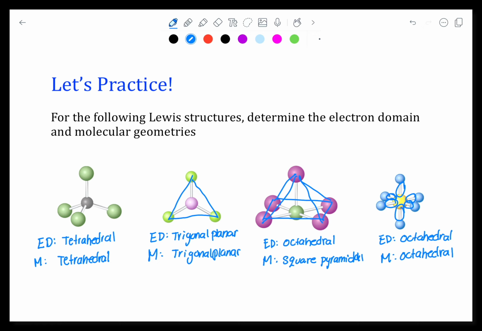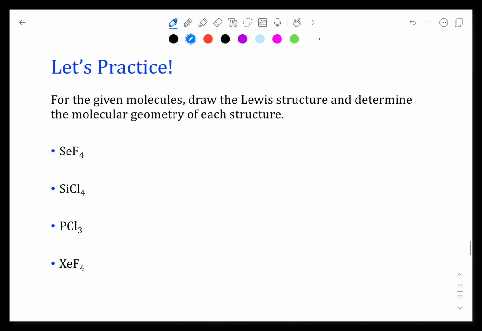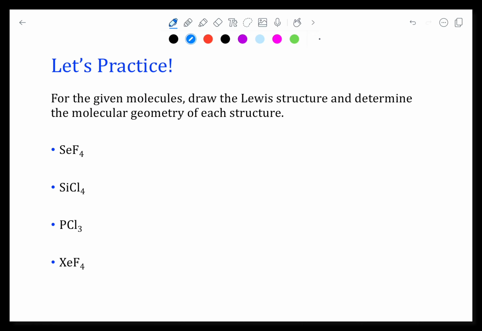Okay, let's keep going. For the given molecules, draw the Lewis structure and determine the molecular geometry of each structure. So what I want you to do, pause the video, draw out your Lewis structures for these first, then try to find your molecular geometries.